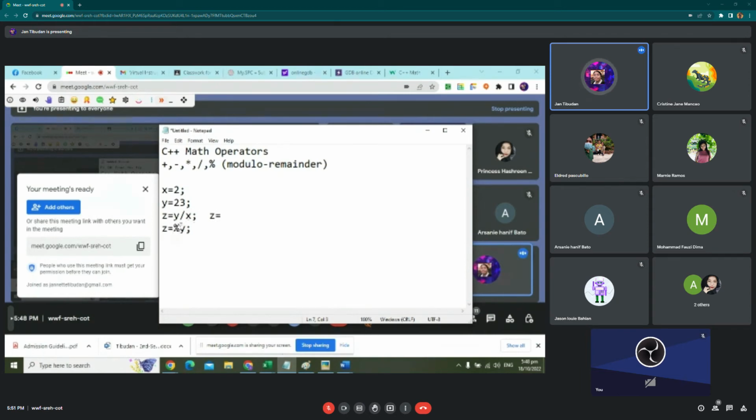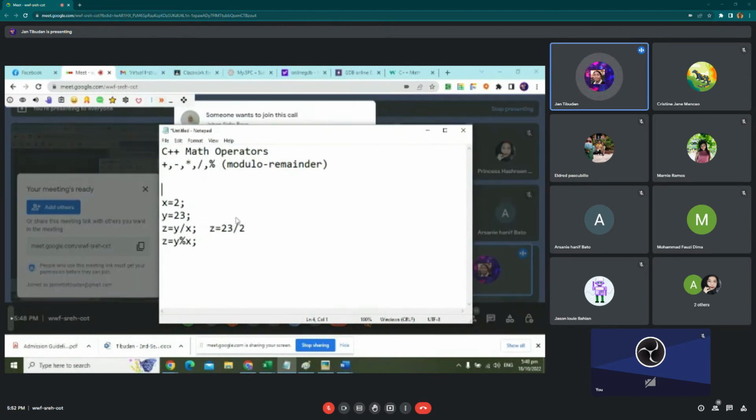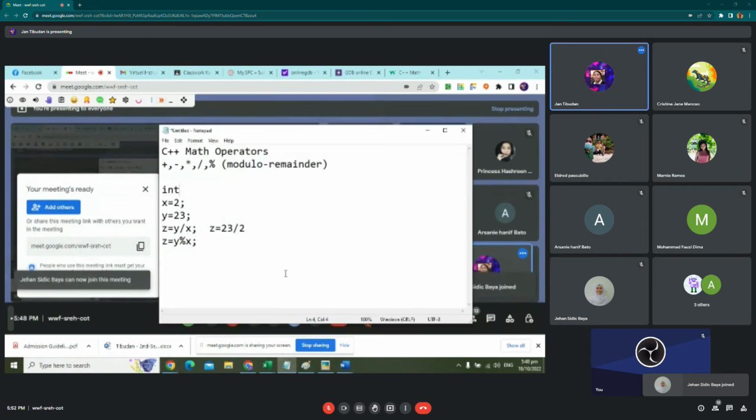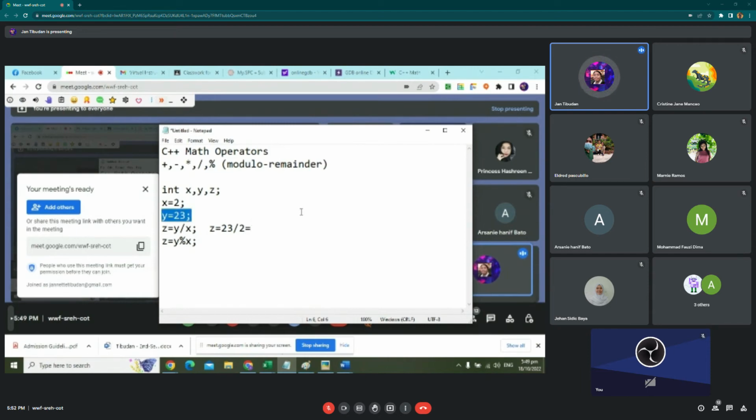Okay, so let's have y divided by 2. In this case, class, if you have y as 23 and then divide it by 2, if you have declared integer x, y, and z, therefore you have to get only the whole number. So 23 divided by 2 means you get only the quotient, which means we only have the result of 11.